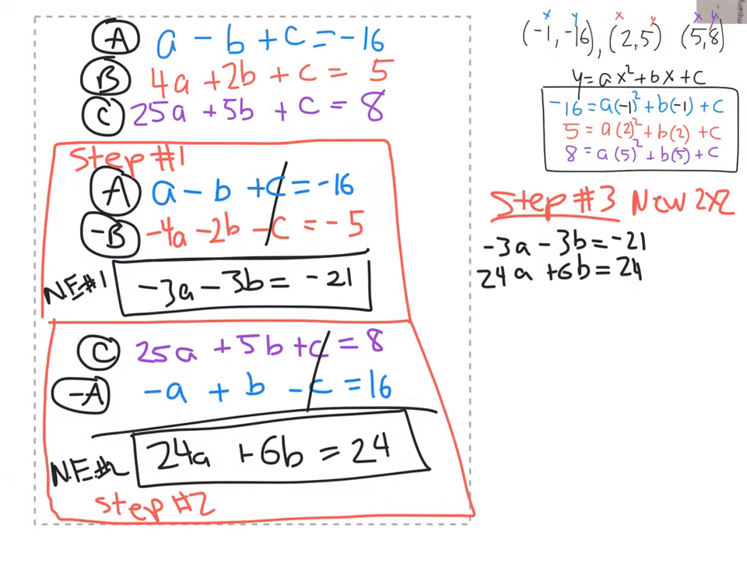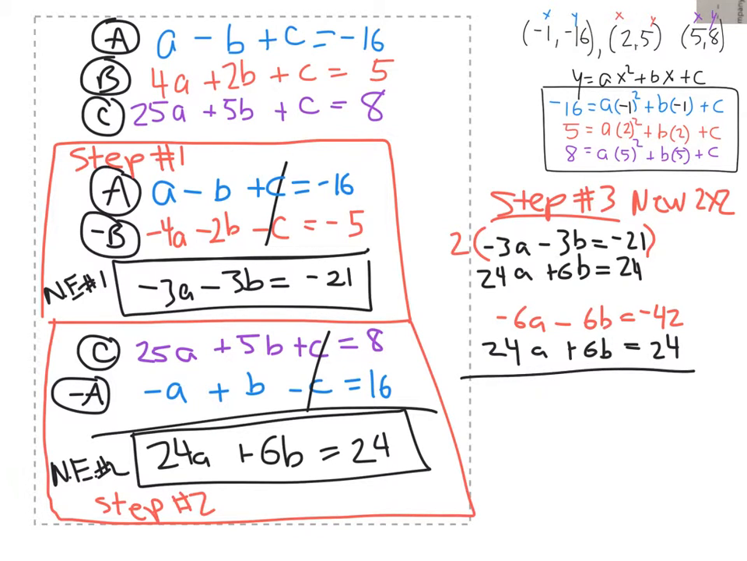Now I need to solve this system. And of course, I'm going to be looking at the b's. That one's already a negative 3. This is a positive 6. So all I need to do is multiply the top equation by 2. Okay, so if I multiply it by 2, my top equation will be negative 6a minus 6b equals negative 42. And my bottom equation, I'm going to leave it the same. It's 24a plus 6b equals 24.